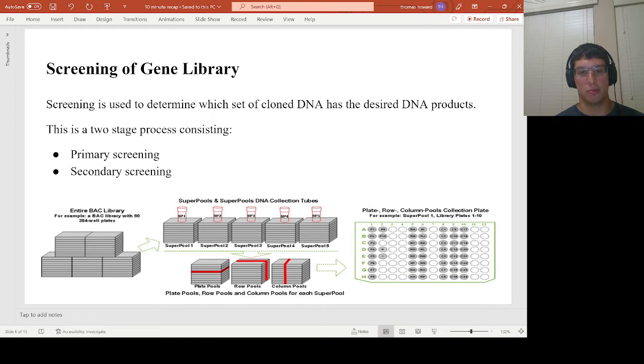This method is much more efficient than going well by well and running PCR on each well, because after all, there are many plates that we have to go through. So this allows us to have a method of elimination, and it creates a funnel to allow us to find our gene of interest.